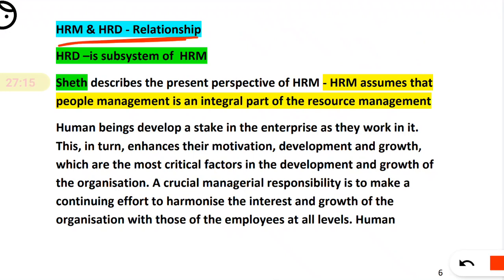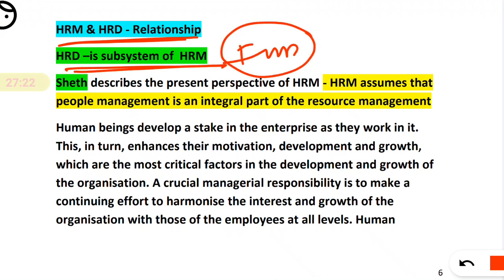What is the relationship? HRD is a subsystem of HRM. That one line is very, very important. You have to remember that line. Now the remaining theory we will discuss.